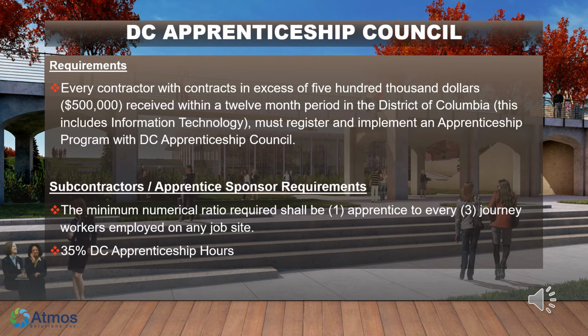Subcontractors with an apprenticeship program must have a minimum numerical ratio of 1 to 3. That means that for every one apprentice on site, you must have 3 journey workers employed on site at any time. These subcontractors will also have to meet a 35% requirement of DC apprentice hours.